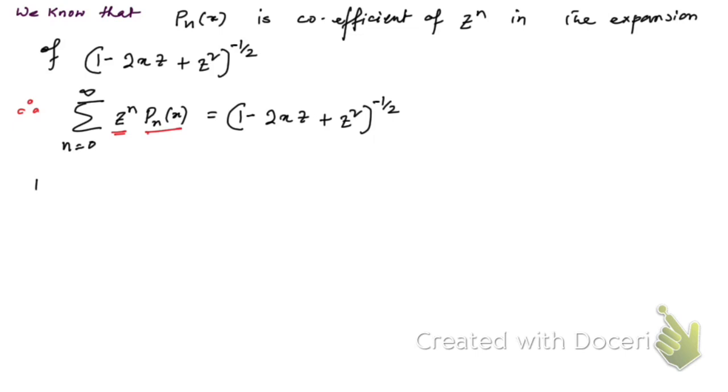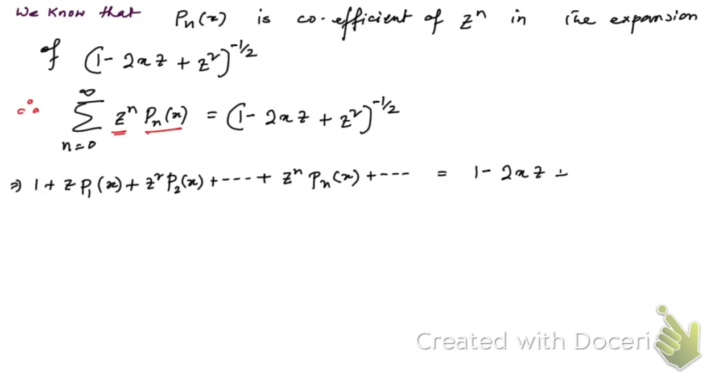On the left hand side, if you expand this summation, you can write 1 plus z P1 of x plus z square P2 of x plus dot dot dot, so on, z to the power n Pn of x plus dot dot dot. Here I have put n equal to 0 to infinity to get the summation of this series. On the right hand side, let me keep it this way for the time being, without any change.